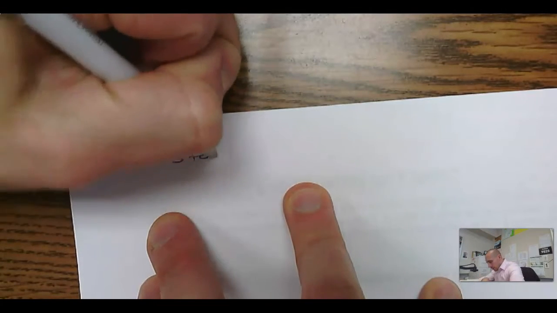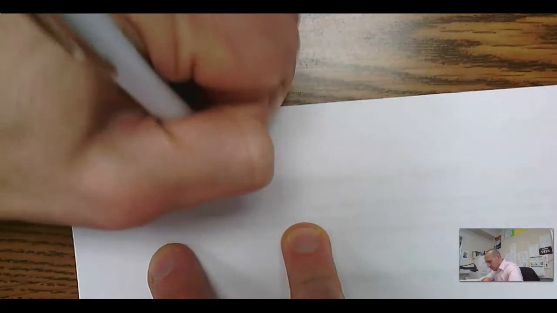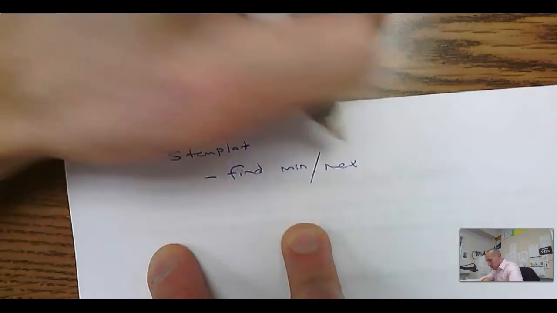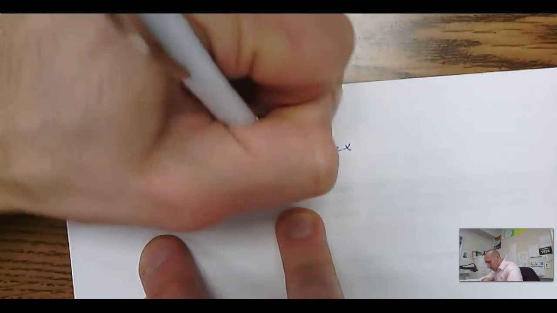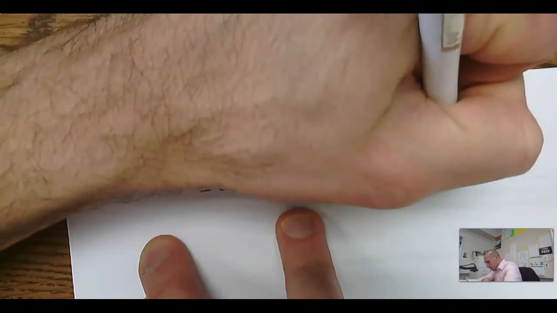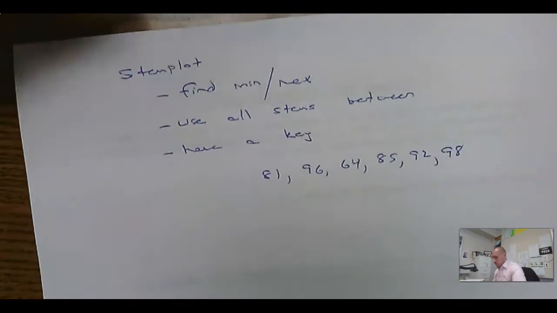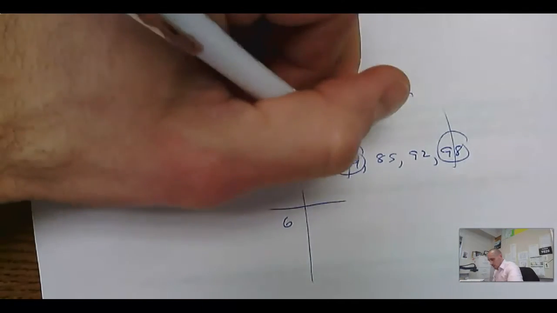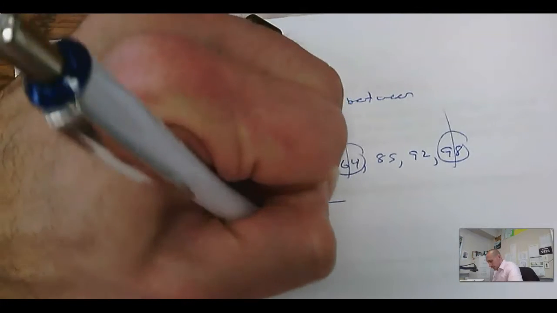All right, how to make a stem plot. When you're doing a stem plot, a couple things you want to make sure that you have. You want to find the min and the max. Use all stems between and have a key. So I'm just going to take some, let's say some test scores, 81, 96, 64, 85, 92, 98. Min, 64, max, 98. So I'm splitting these numbers. So when I think about stem 6, there are no numbers in the 7s, no scores in the 70s, but I still need that 7, 8, 9.